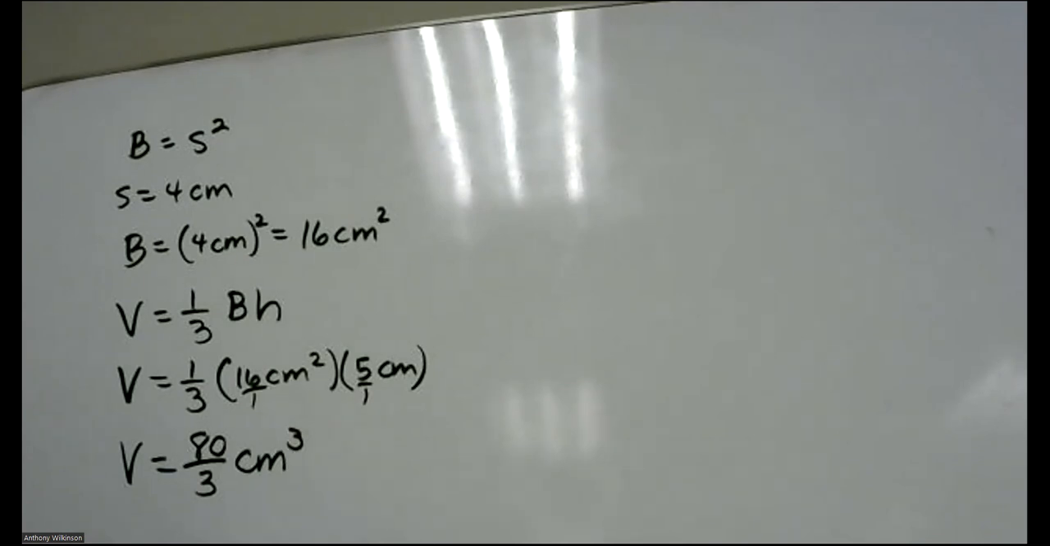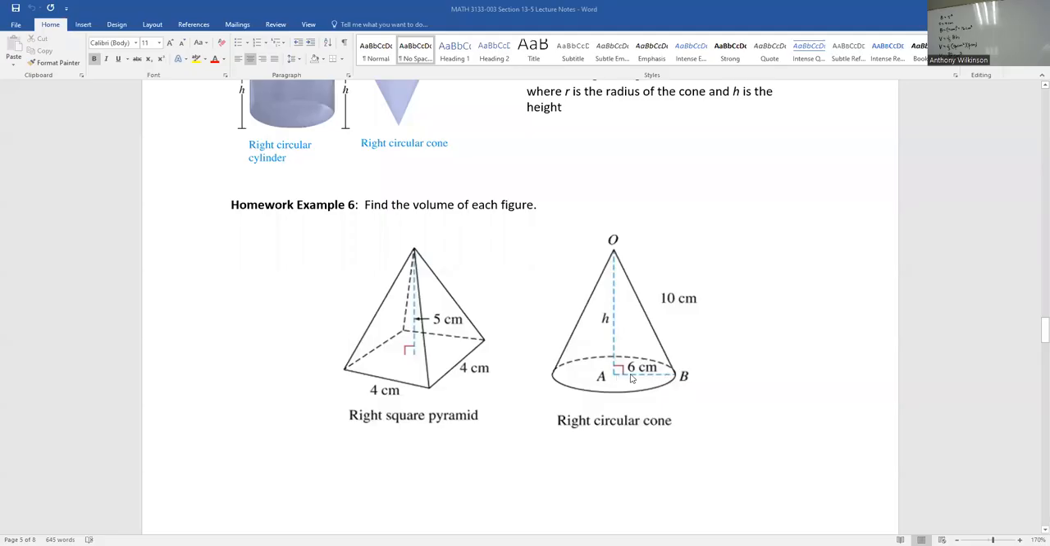And the other one is a right circular cone. Now here you're given a radius of 6. Now this one's a little bit different here because what they're doing here is giving you, in this case, a slant height of 10. So this is 6 centimeters, 10 centimeters. We need to know what this height is. That's the H.